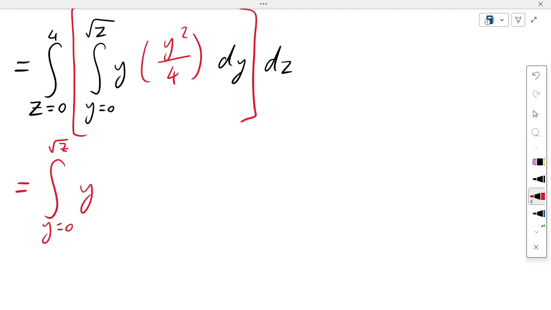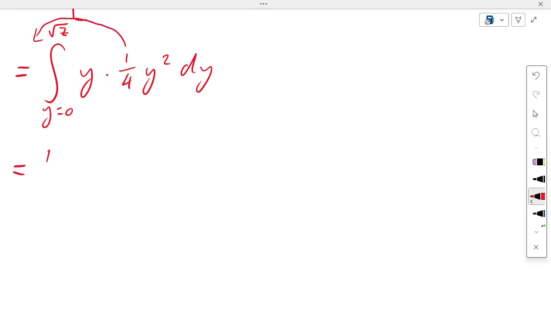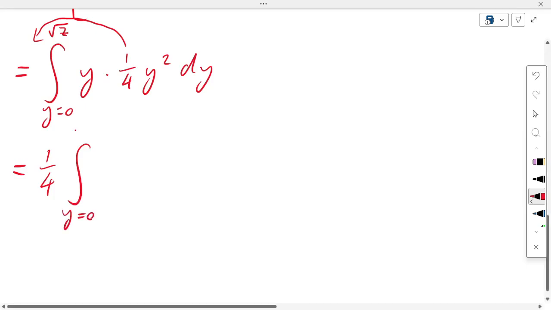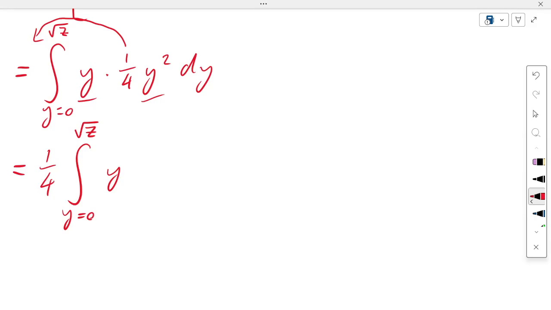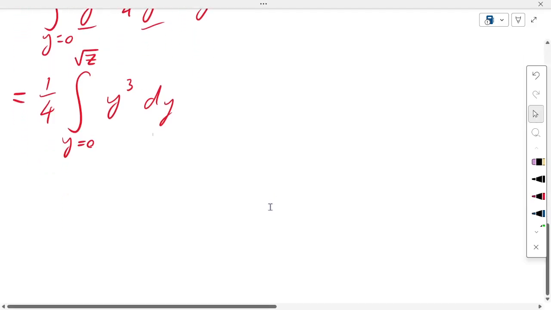And we're going to have y multiplied by, we can write this as 1 over 4 multiplied by y squared with respect to y. Perfect. And now from here, we can just simplify. We can take this quarter out of the integral. It will be written like this, 1 over 4 integral of y equals 0 and y equals root z. And then we'll have y multiplied by y squared is equal to y cubed with respect to y. Okay. Perfect.